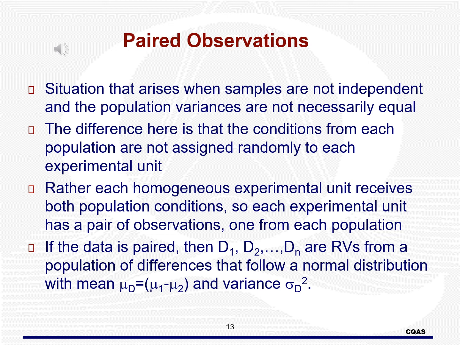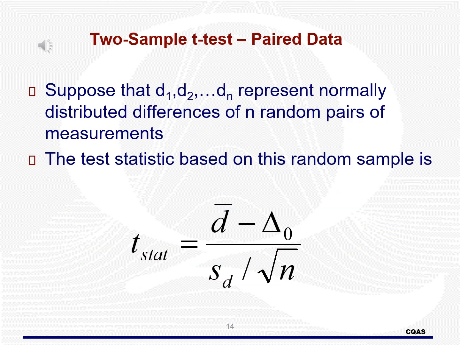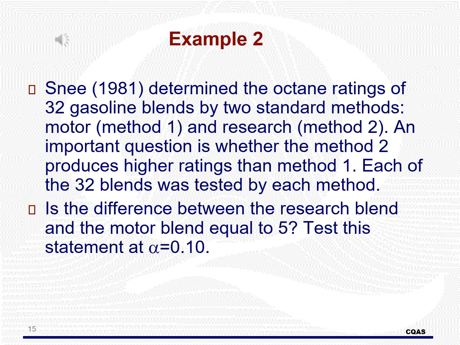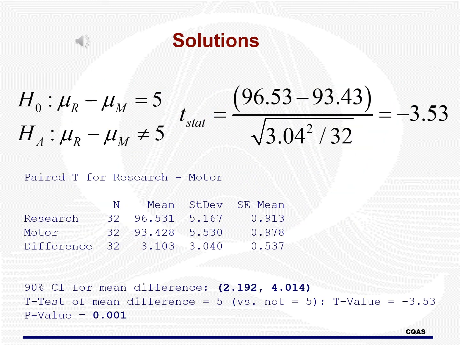Let's look at the test statistic. If we assume that the differences are normally distributed, then we can create a test statistic that is in the slide. Now let's look at an example. In this example, each method was used on each blend. This makes it paired because the experimental unit does not change across samples. The experimenter would like to know if the difference between the research blend and the motor blend is equal to 5. Of course, we can't actually test this, but what we will do is set the alternative to be not equal to 5. Here are the solutions.